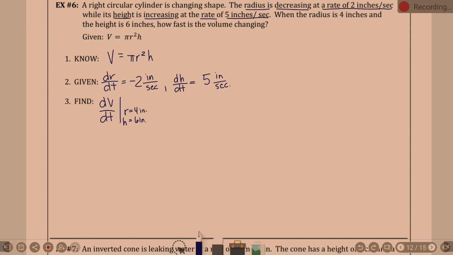Now, we kind of skipped over drawing a picture here. I don't know, is a picture really necessary in this one? You get the right idea with a cylinder. A cylinder is a can, where you've got radius and you've got height. I don't know that you really have to have a picture on this one. So my formula is V equals pi r squared h.